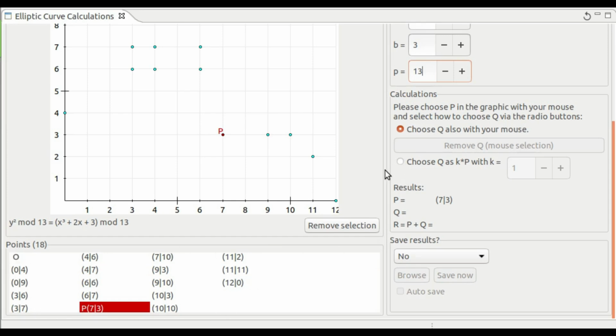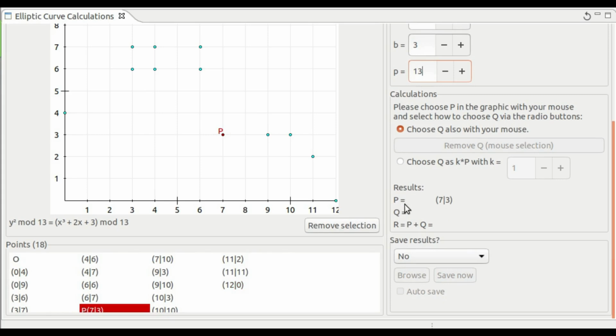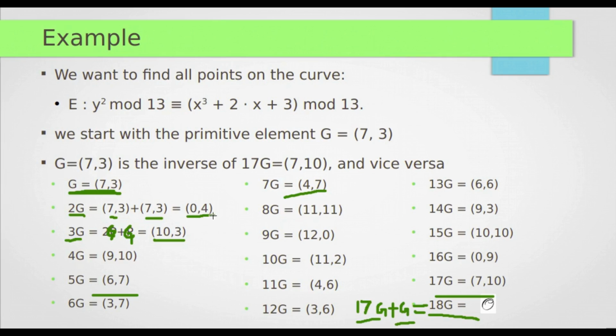Let's compute 2P. How can we compute 2P? This is our generator point. To compute 2P, we have to add this point to itself. So here we have to select Q also, the same point, by adding one more P to this P. Here I am adding 1P to this P. Now P is 7 comma 3 and Q is also 7 comma 3. The result P plus Q, that is R, equals 0 comma 4. This is the result. It is here on the curve, 0 comma 4.